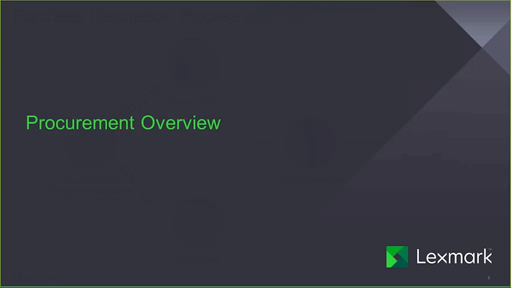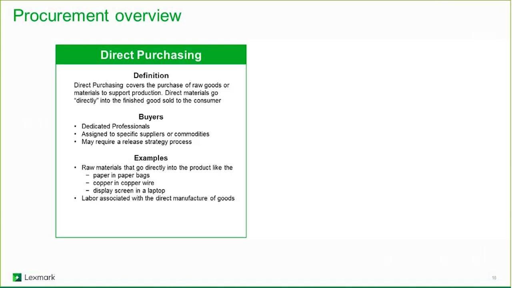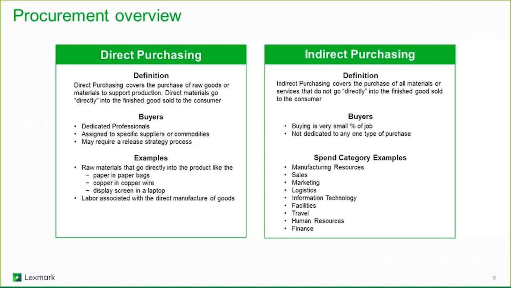In terms of procurement, could you describe the various spending categories and some of the challenges our customers face? Sure. Well, there's two major categories. The direct spend, which covers the purchase of raw goods and materials to support production. And because these go right into finished goods sold to the customer, this is usually covered through the applications that the customer is using, such as SAP, of course.